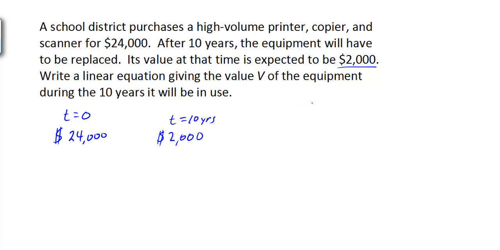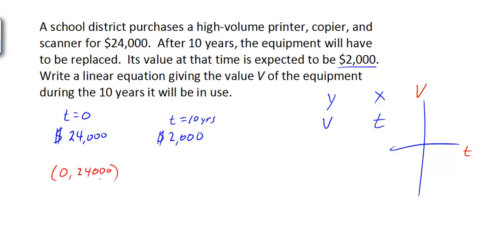Now, once again, just like we had before, y in terms of x, here instead of y, V is going to be the value of the equipment, and t is going to be like our variable x. So if we were going to plot this, you would think of your x and y axis. On the x-axis, this would be our t for time, and the y-axis, V, would be representing the value of the printer. So if we look at t is 0, that's really our x, so at time 0, the value of this printer is $24,000. And then at 10 years, the value is only $2,000.